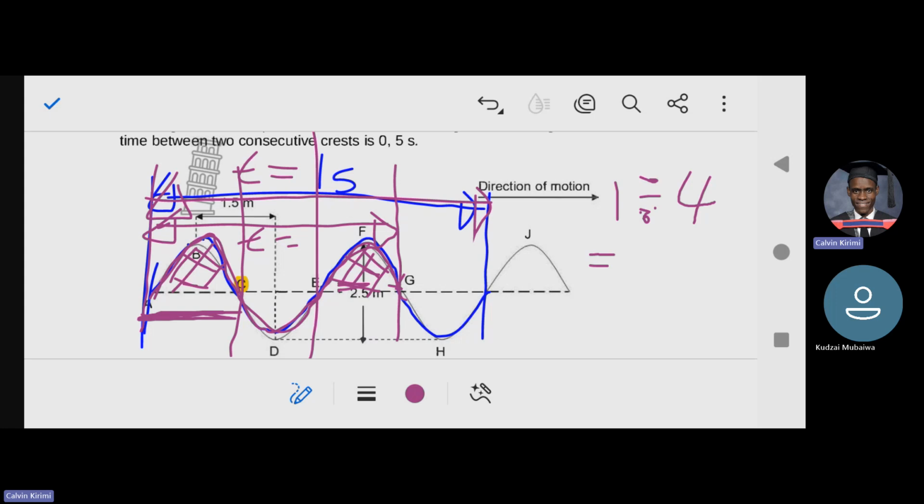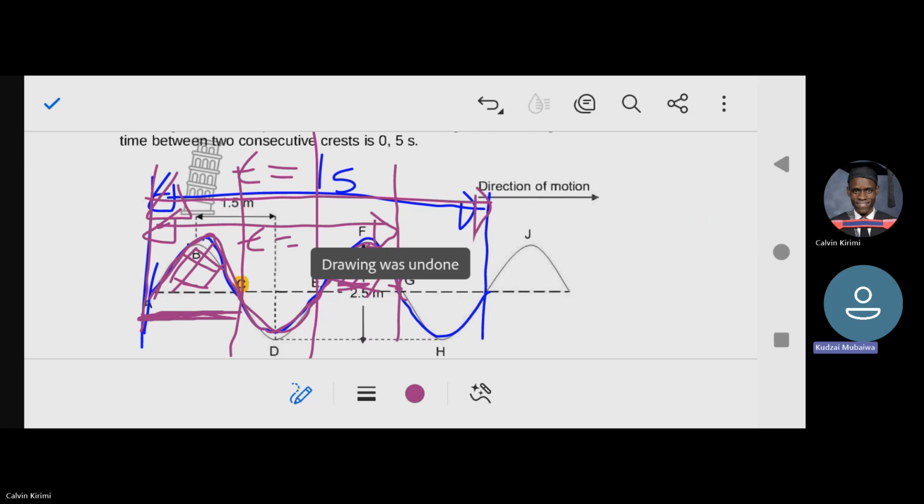There are 4 parts. 1 part, 2 parts, 3 parts, then 4 parts. Now I've completed the 1 second. So how many seconds is each part? 0.25. Yes. So each part is taking me 0.25.